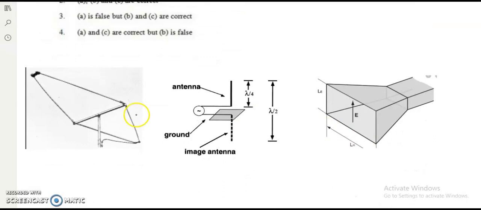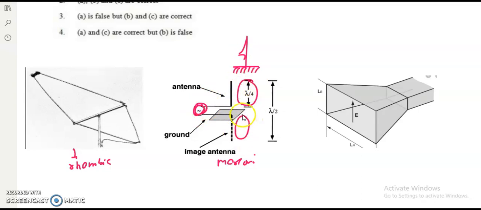If you see the structures, it is a rhombic antenna, and it is a Marconi antenna. The Marconi antenna is just like one single line, and it is grounded with a very good conductor, and it is excited with one AC signal. So like this, here it is lambda by 4 length, and here it is lambda by 4 length. So the total length becomes equal to a half wavelength. Okay, and it is a horn antenna.